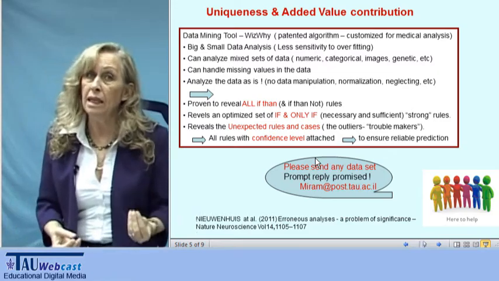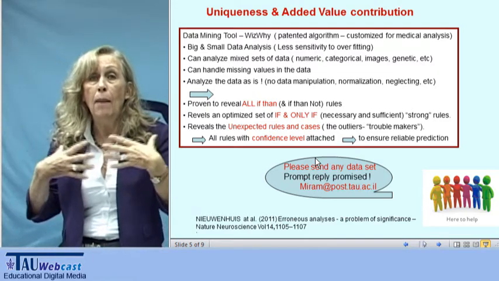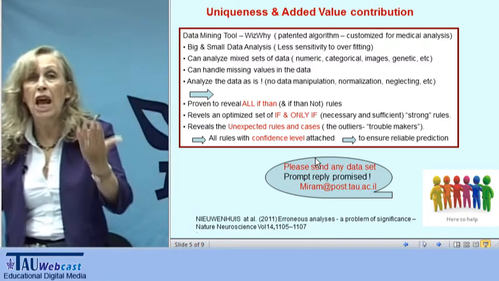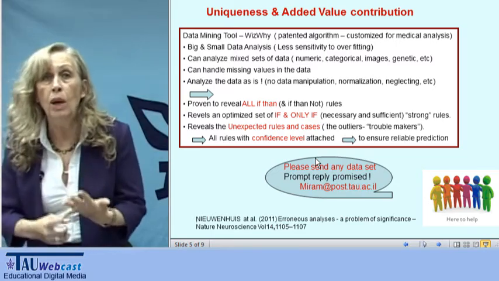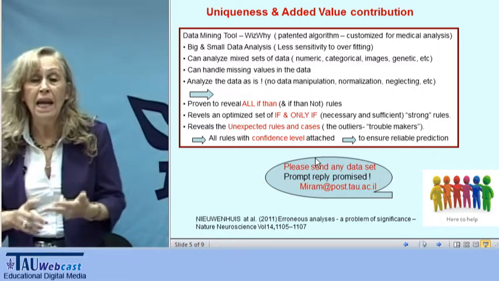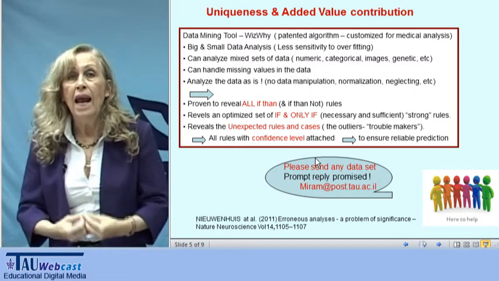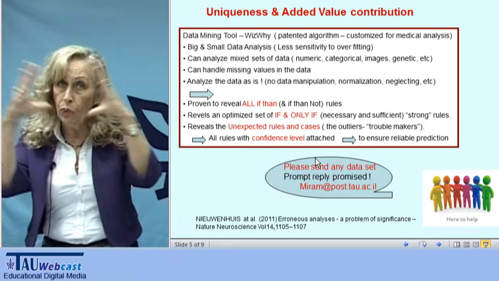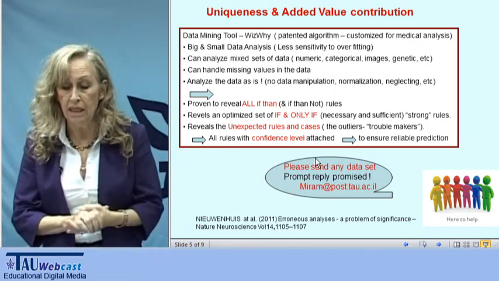Also, we can handle missing data. So we don't manipulate the data. We analyze everything as is. We don't normalize. We don't leave out any parts of the data. And we analyze all as is. And this is very important if we really want to cover whatever there is in the data.